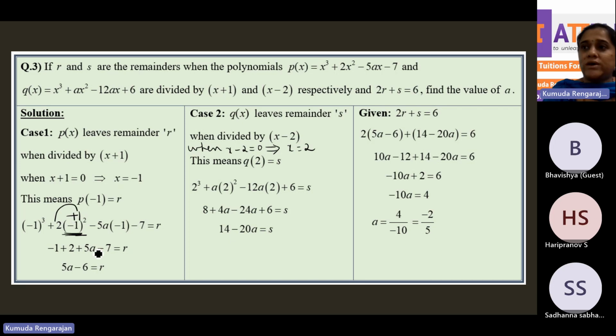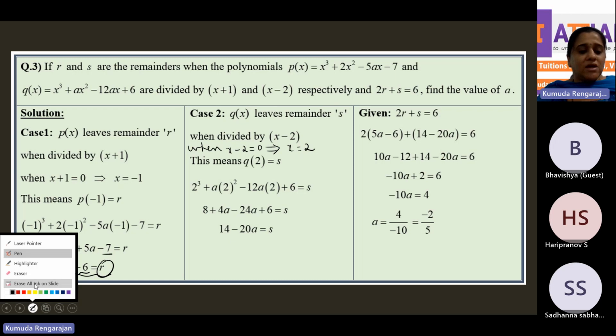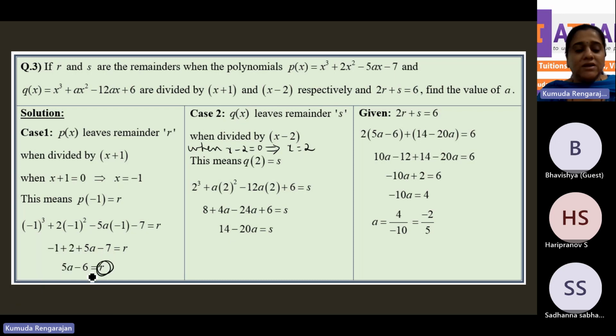Now plus 2 into plus 1 is plus 2. Then here minus into minus, plus 5a into 1 is 5a. Minus 7 is equal to R. So minus 1 plus 2 is plus 1. Minus 7 plus 1 is minus 6. So you have 5a minus 6 is equal to R. The remainder R is given by the expression 5a minus 6. R is a remainder, right? The remainder is given by the expression 5a minus 6.